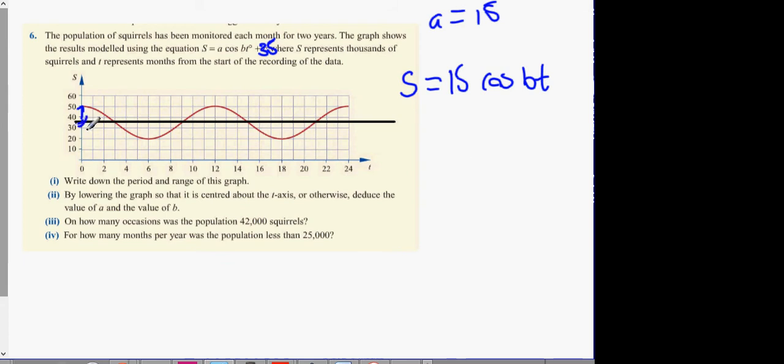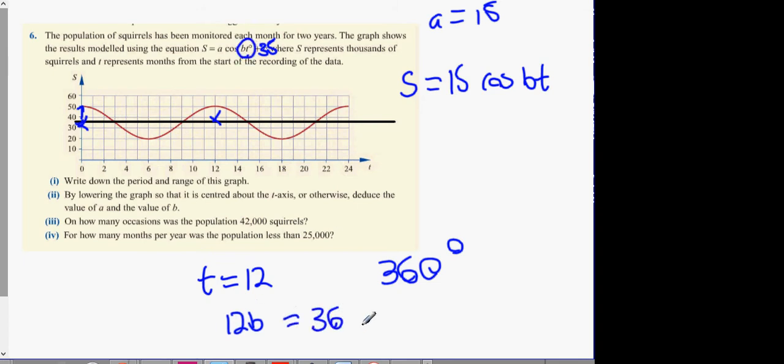Now we have to find out what B is. So remember, it completes its first full revolution in how many months? 12. Okay, so when T equals 12, this means that it's done 360 degrees, one revolution. So this means that 12B, which is the angle, must equal 360. This means that B equals 30 degrees. The formula is now 15 cos 30 T. That's when you lower it down here.